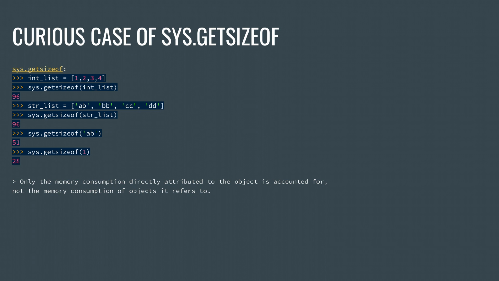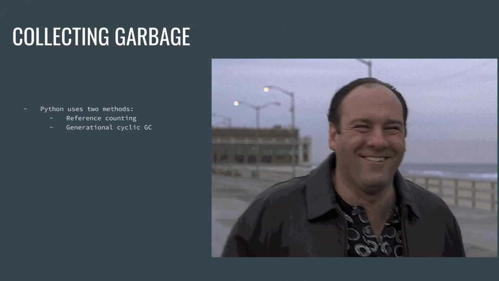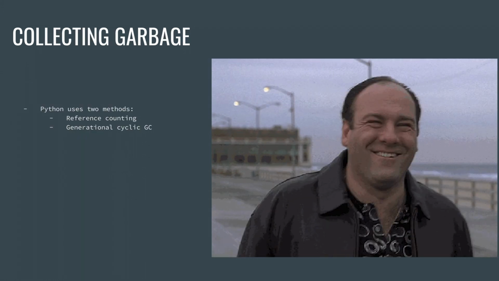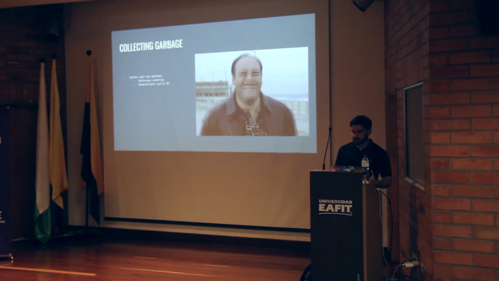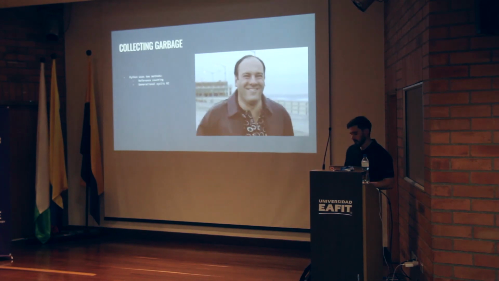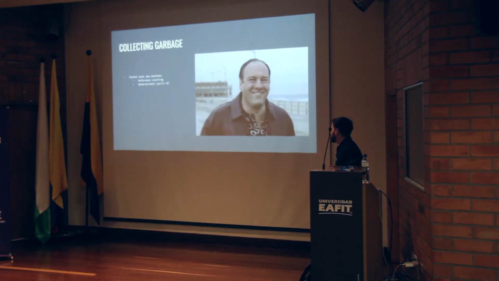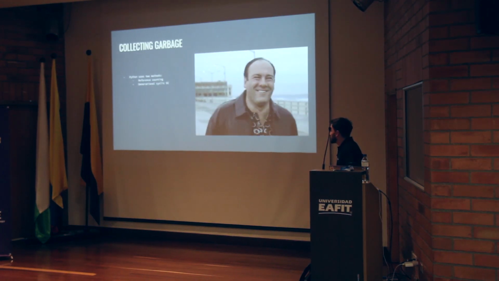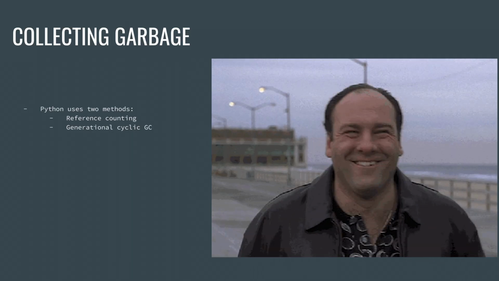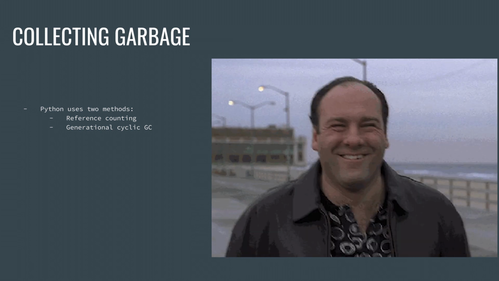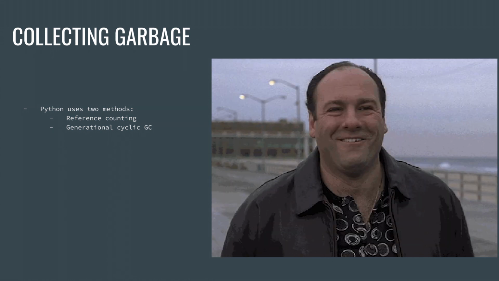When you know how memory is created, you should also know how garbage memory, which is not used anymore, is collected. Python itself uses two methods. The first method is reference counting, and the second is generational cyclic GC, as in garbage collector.